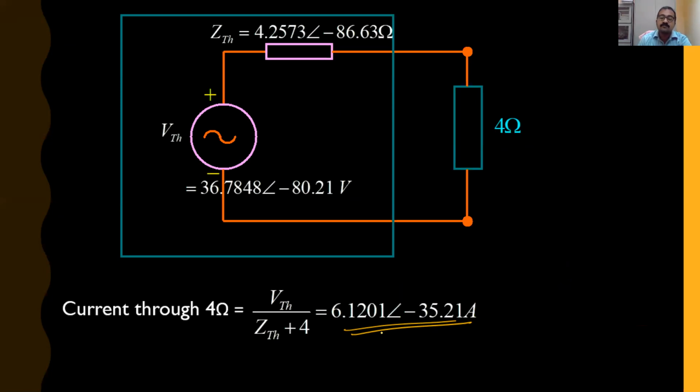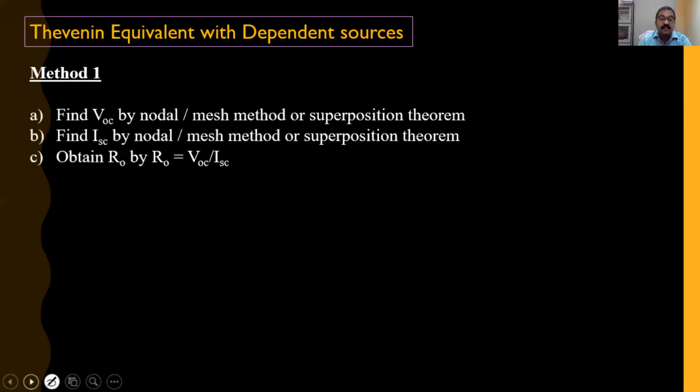Now we will take the case where we have a dependent source. Thevenin equivalent with a dependent source. Okay, what do we have to do? First, we have to find the open circuit voltage at the load points using the nodal method or mesh method or superposition theorem. Then we have to find the short circuit current, and then you take the ratio. So this will give you the Thevenin impedance.